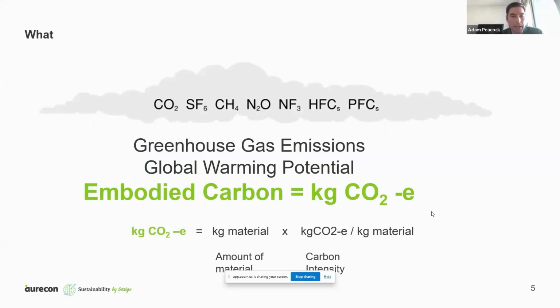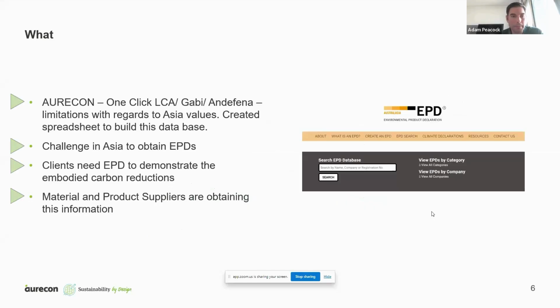And to work out the embodied carbon, it's basically the kilogram or the weight of the materials multiplied by the carbon intensity of those materials. The hard part of that equation is actually working out the carbon intensity. Anyone can work out the volume of those materials that are in a construction project, but the hard part is working out what the carbon intensities are.